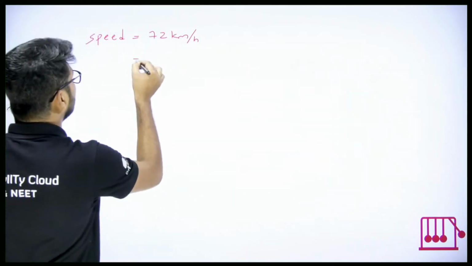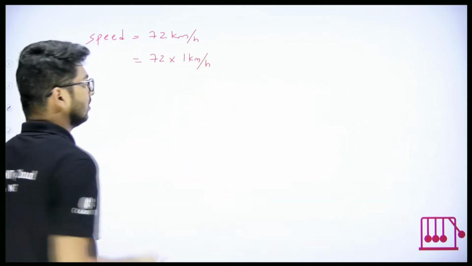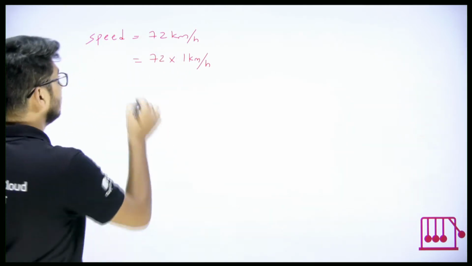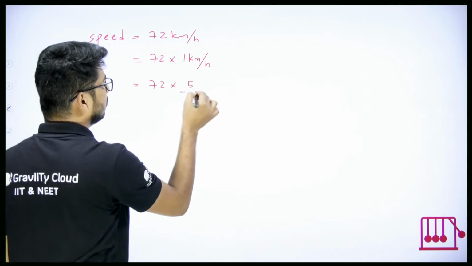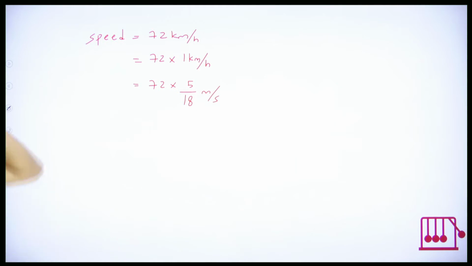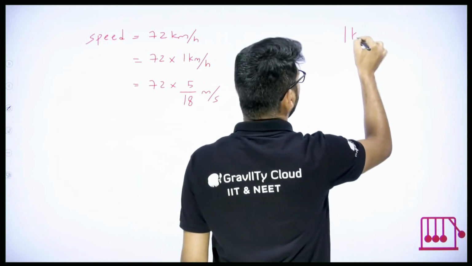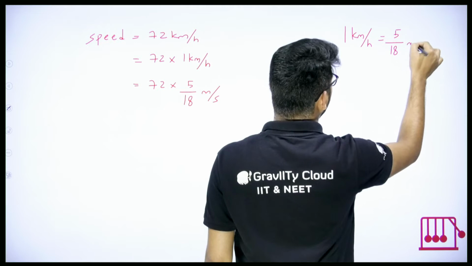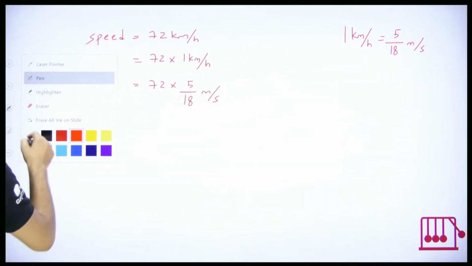Clear? How? Look at this. This can be written as 72 into 1 kilometer per hour. 72 into 1 is equal to 72. Then, what is 1 kilometer per hour equal to? 5 by 18 meter per second. 1 kilometer per hour is equal to how much? We know that. 1 kilometer per hour is equal to 5 by 18 meter per second. Yes? Good.